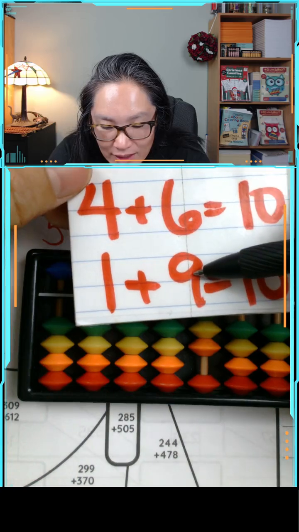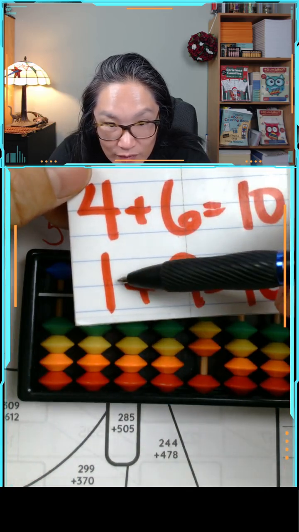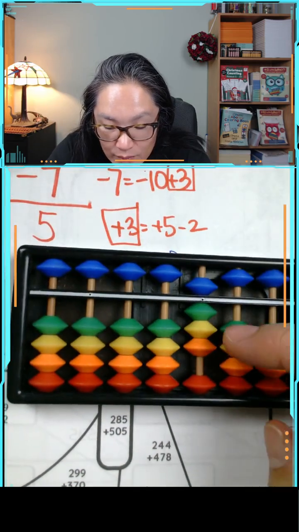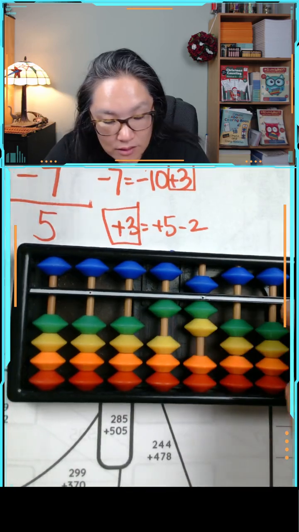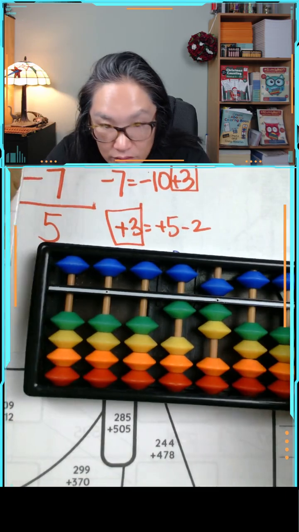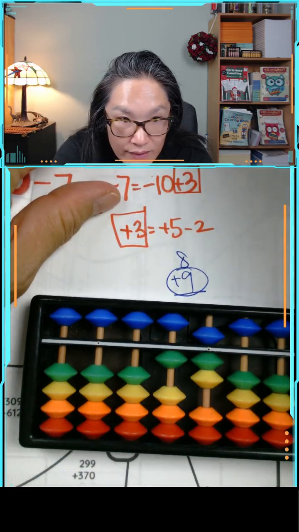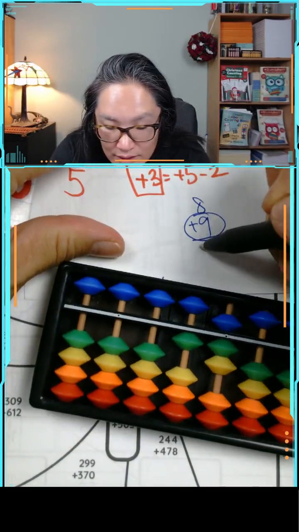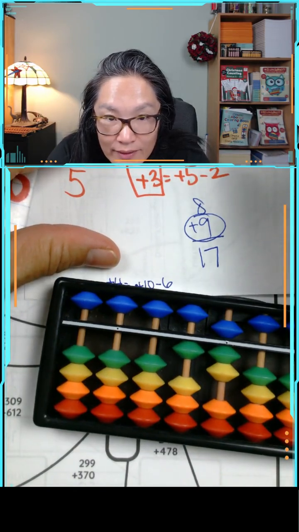So if we want to add the 9, we got to take away the 1 from somewhere. The 1 will come from the previous number. Take away the 1. We've made my 10, and I add the 10. And so my final answer is 17. 17. Cool. Makes sense?